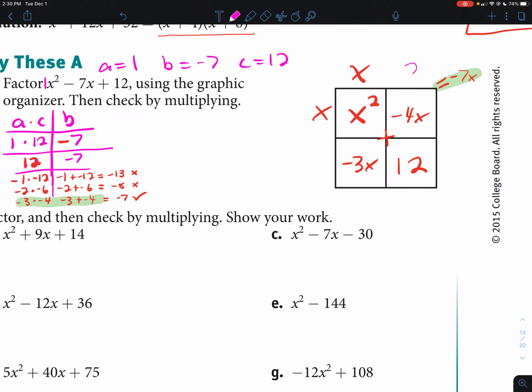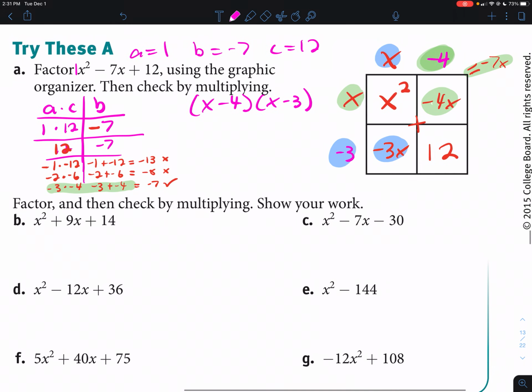And so right here, what times x gives us -4x? Well, that would be -4. And then finally, what times x would give us -3x? Well, that would have to be -3. So then our answer would be x minus 4 times x minus 3.